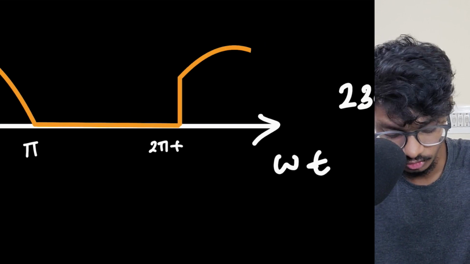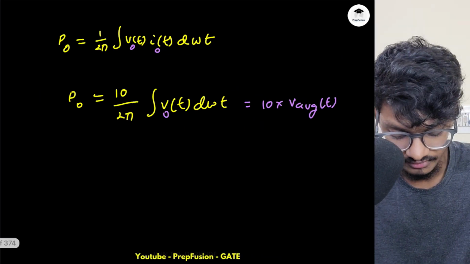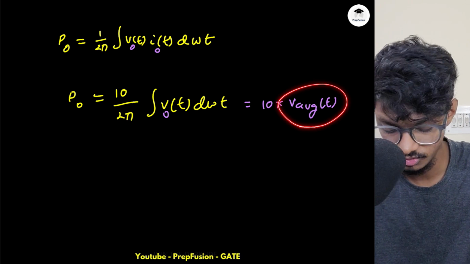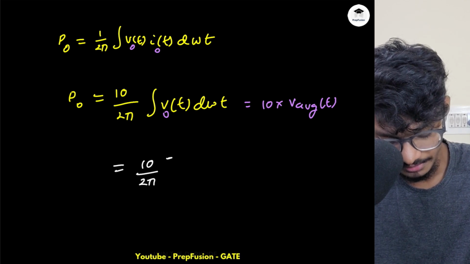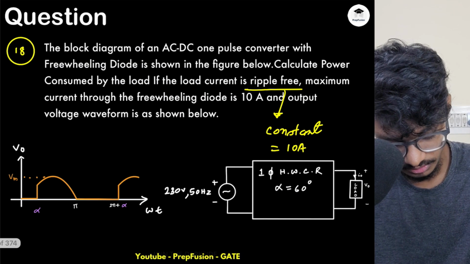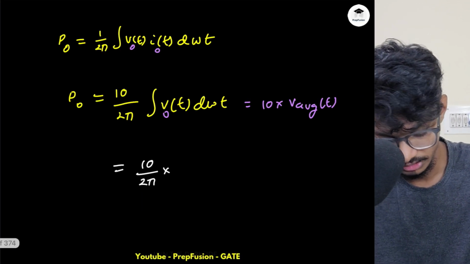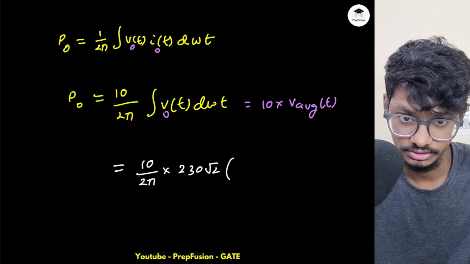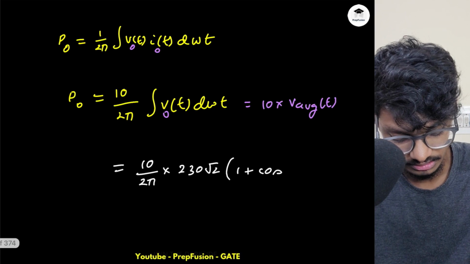My bad. Only after alpha will the device get triggered, right? So alpha is 60, they have given. Basically we know what this formula is, right? What is this equal to? It is 10 divided by 2 pi into Vm. What is Vm? We can find Vm from here: 230 into root 2, into 1 plus cos alpha. What is cos alpha? Alpha is 60.